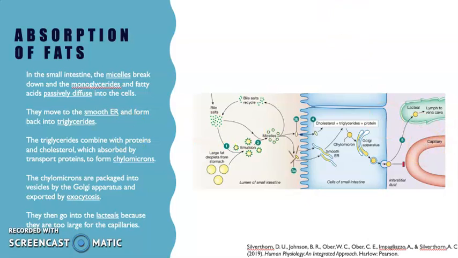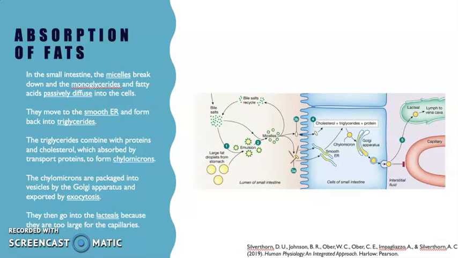The absorption of fat is the next step. In the small intestine, as the micelles reach the brush border, they start to dissolve into their different parts. The fatty acids and the monoglycerides can move passively through the cell wall, as seen at the bottom of the diagram. They make their way to the smooth ER and form back together into triglycerides.